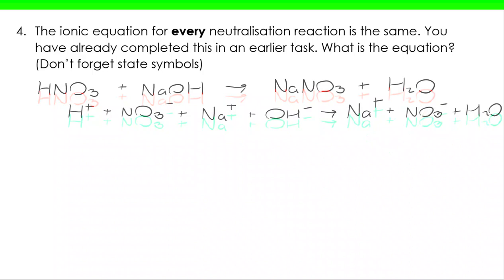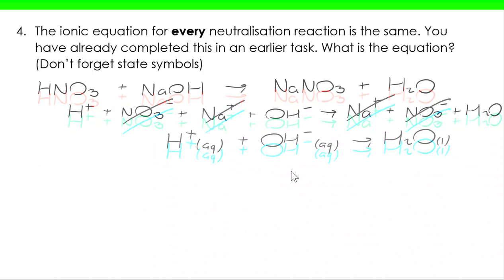I'm then able to remove my spectators, the things that appear on both sides of the equation unchanged. Na plus, gone. NO3 minus, gone. And that leaves me with H plus plus OH minus goes to H2O. Let's go on and do this with a different acid and alkali combination.